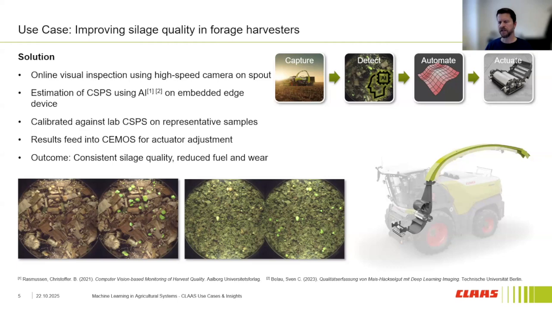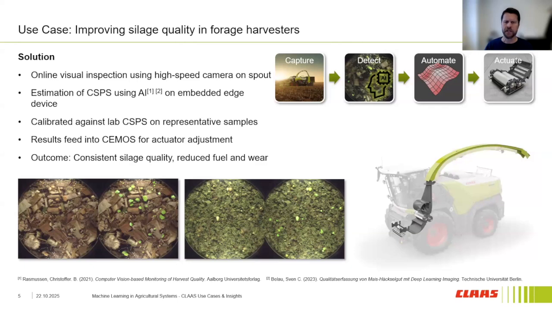In 2018, we started a PhD project, which was later then continued in a second PhD project. And during these two PhD projects, we established proof that evaluating the kernel fragmentation and estimating a CSPS score, which means corn silage processing score, online using visual means and an AI model trained to do so, actually correlates very well with machine settings.